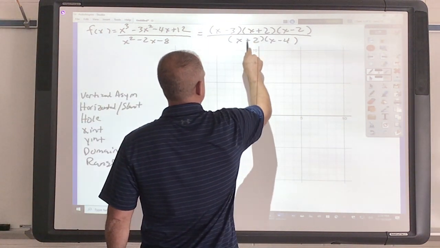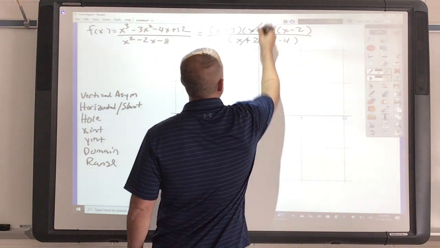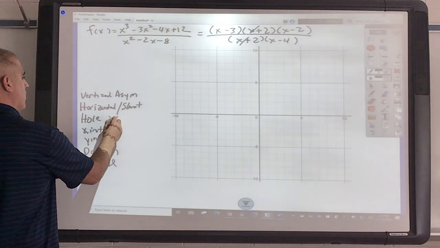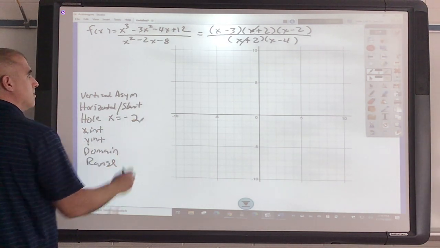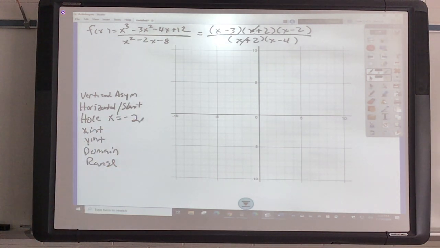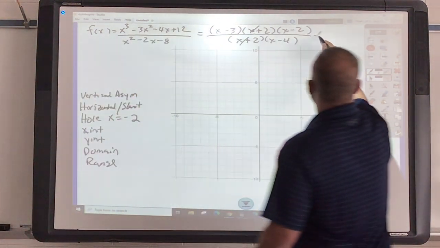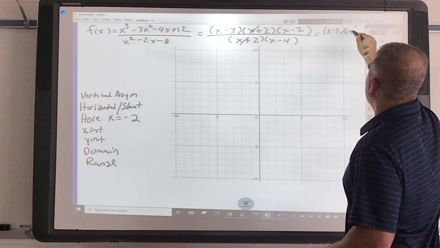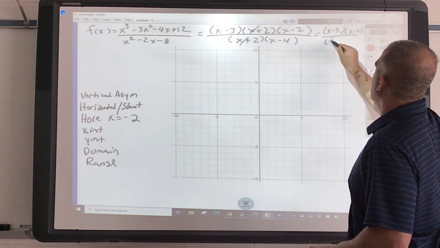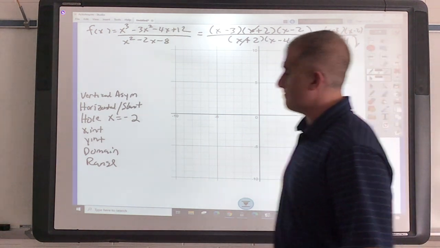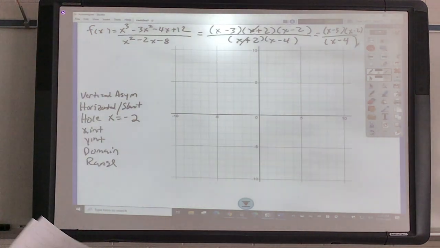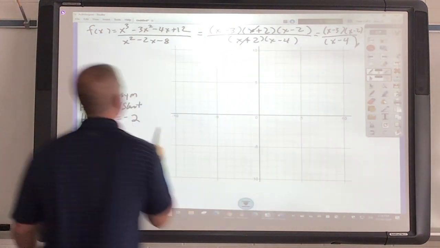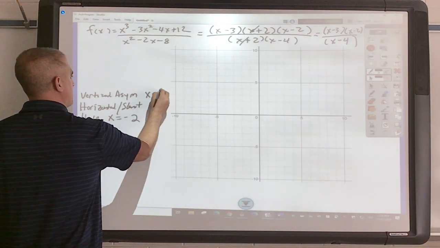Whatever eliminates, this is the removable discontinuity. So the removable, or the hole, is at x equals -2. So what we're left with is x minus 3 up top, x minus 2, x minus 4 in the bottom. Now, in this case, my vertical asymptote is the solution of the denominator, which will be x equals 4.